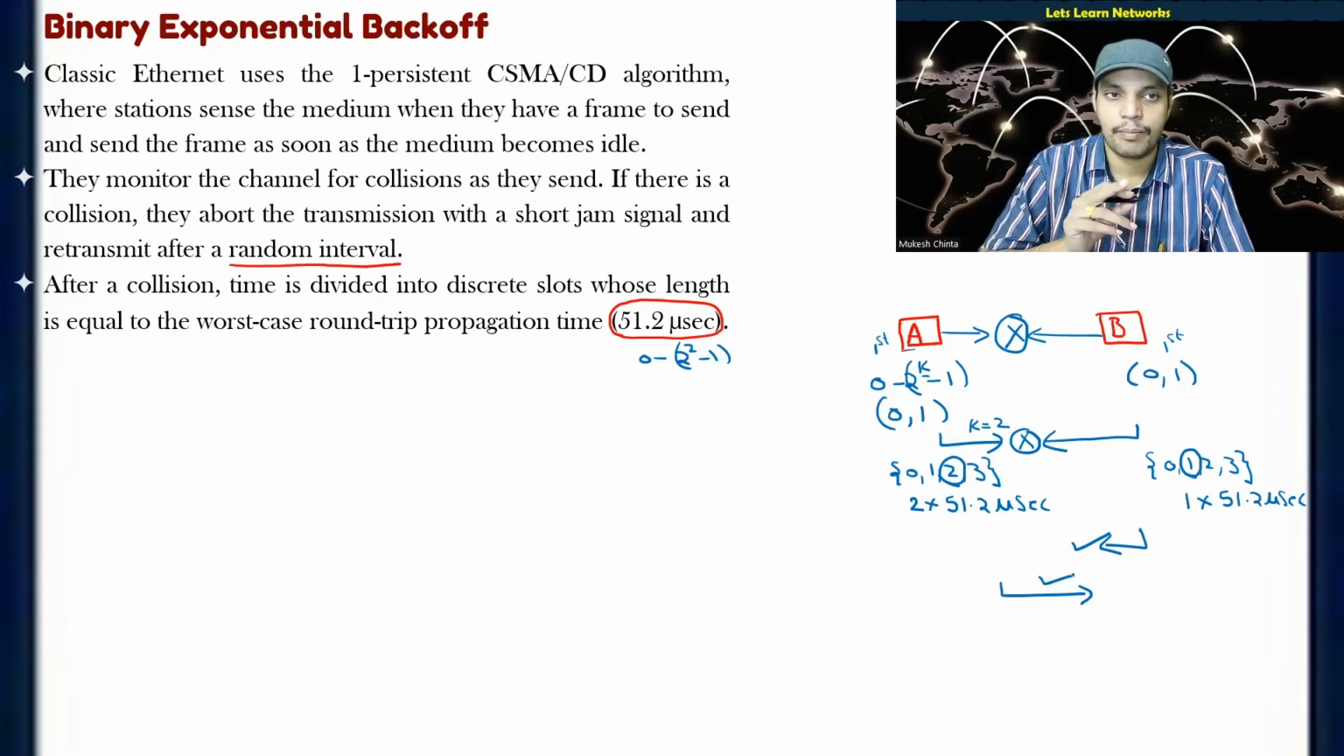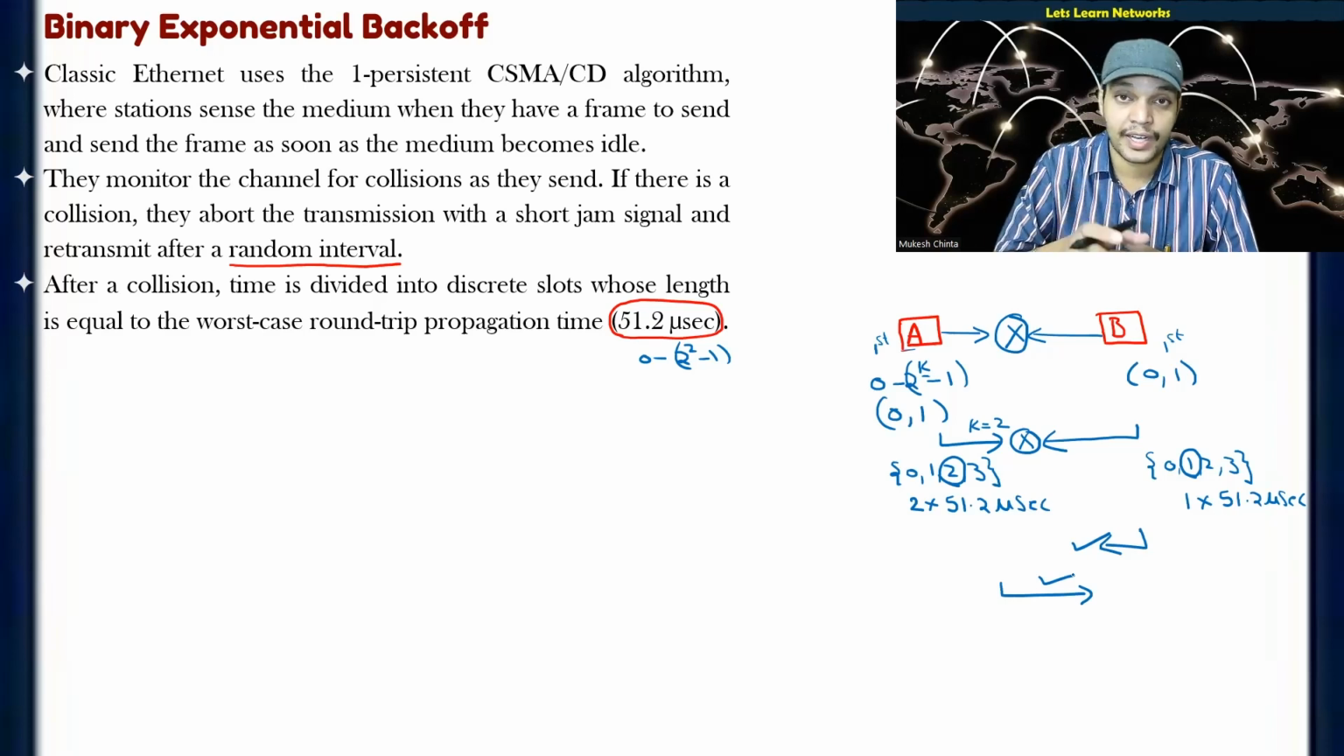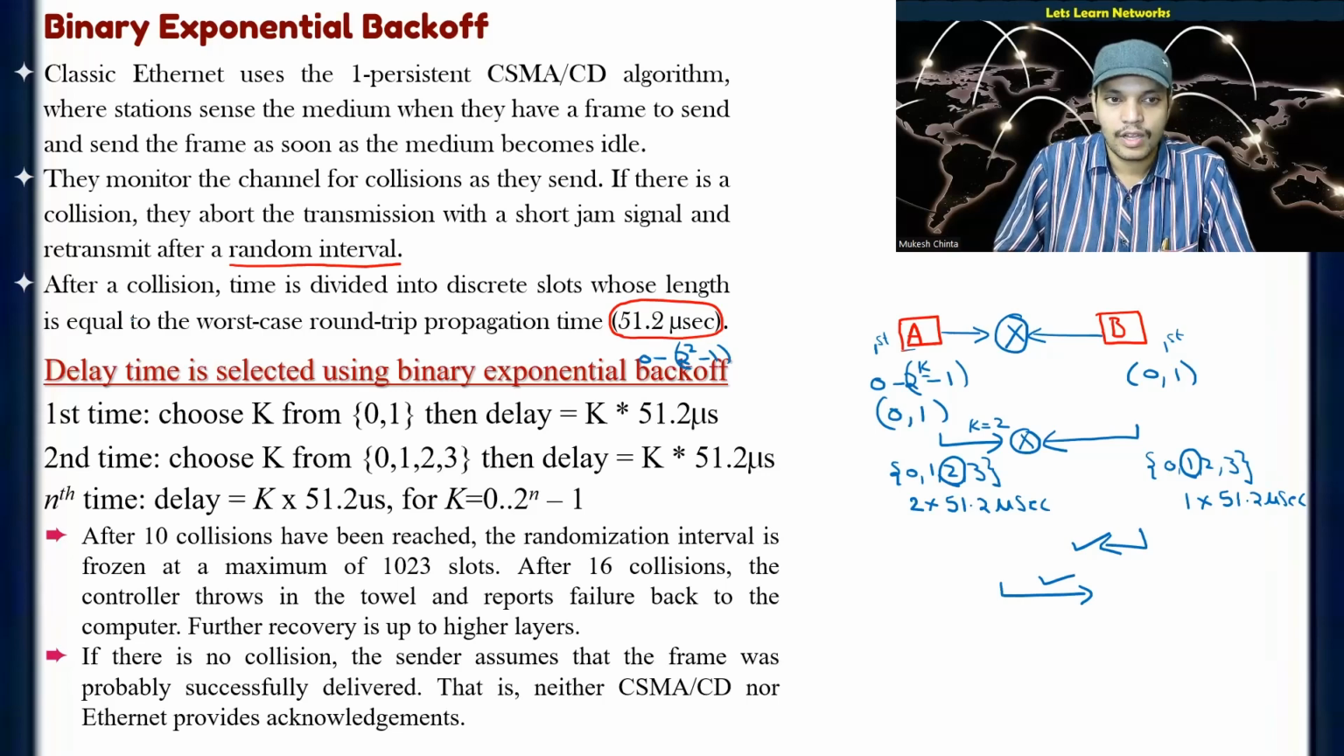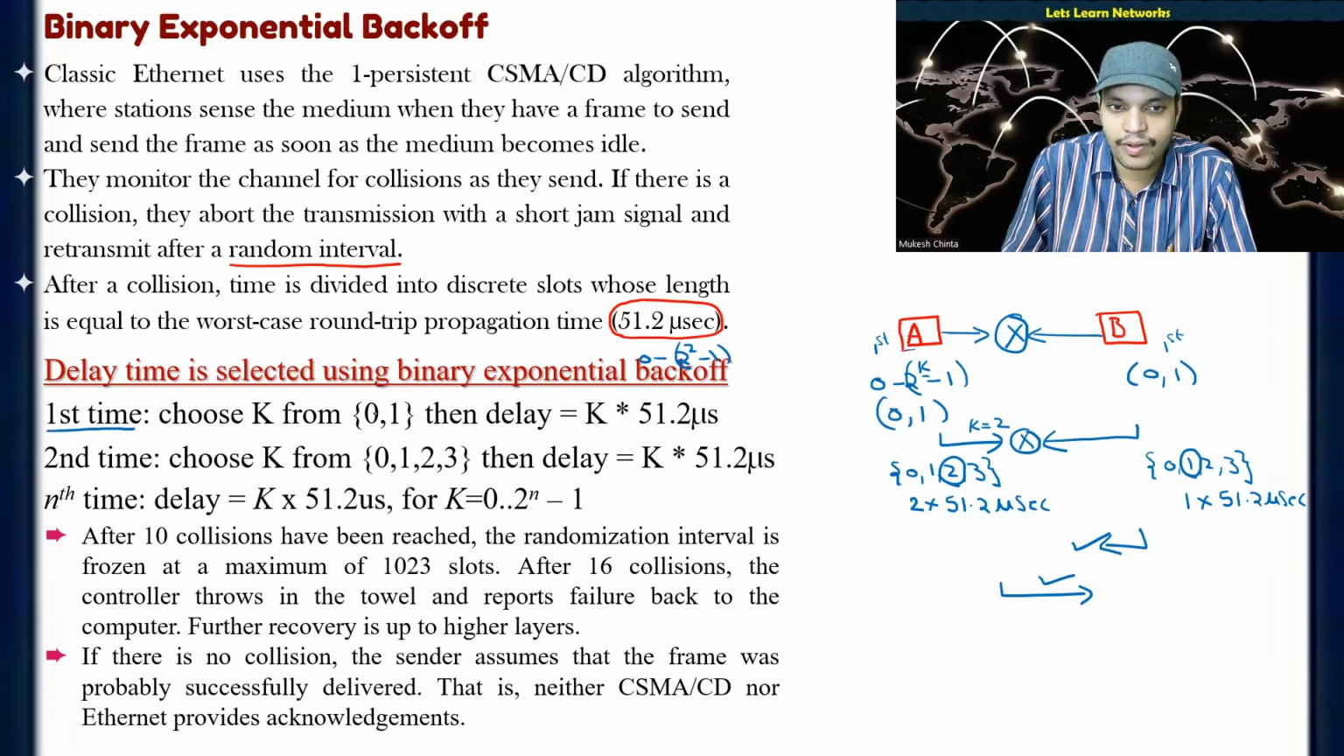This is called the binary exponential backoff algorithm, where multiple stations, when they try to transmit at the same time, will lead to collisions, and each one of the stations, after detecting the collision, can select a random number such that they can manage their retransmission times. So how much time do they need to wait? The delay time is selected using the binary exponential backoff algorithm. For the first attempt, choose K from 0, 1 because K is calculated from this formula 0 to 2 power n minus 1, where n is the number of attempts that you are doing.